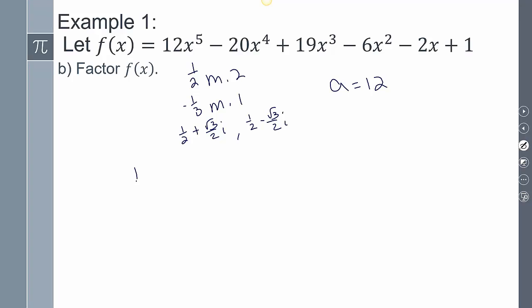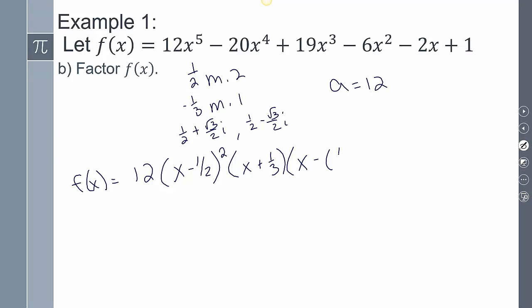And so writing it out, it's going to be f of x equals a times x minus your 0 with multiplicity 2, times x minus my 0, times x minus my 0, times x minus my 0. And so that is going to be the full factored form of this polynomial.